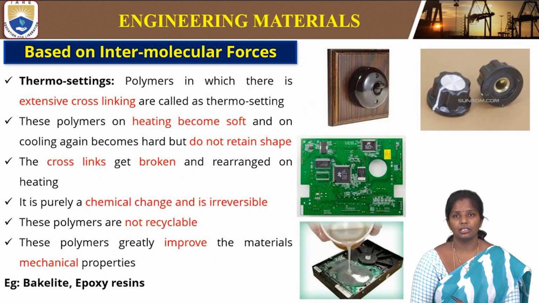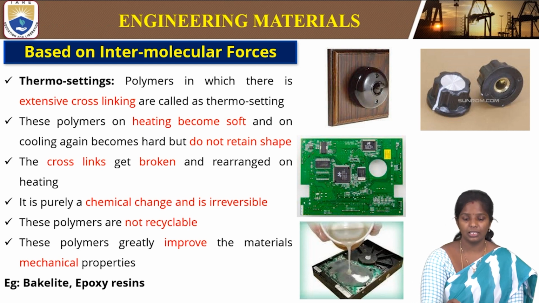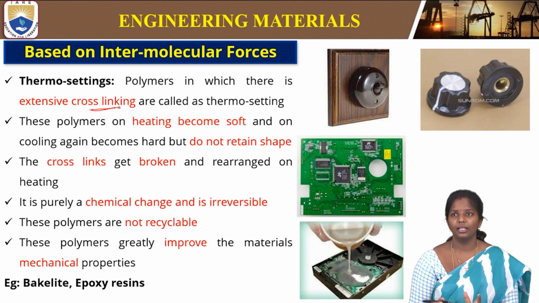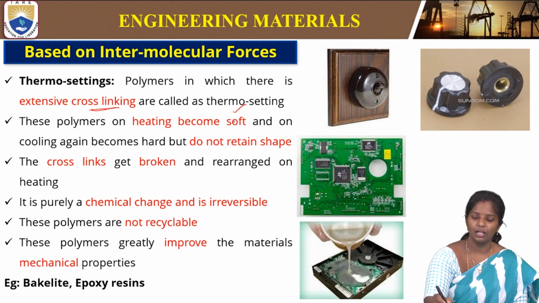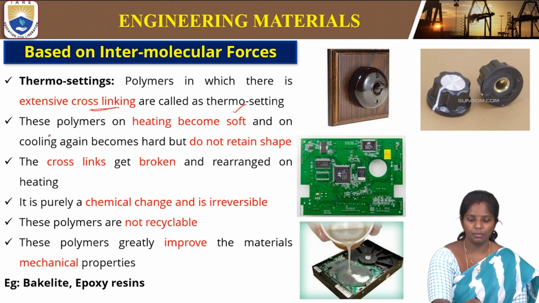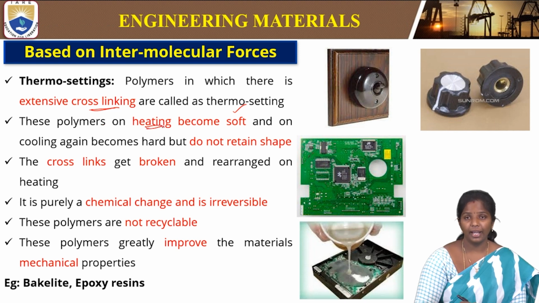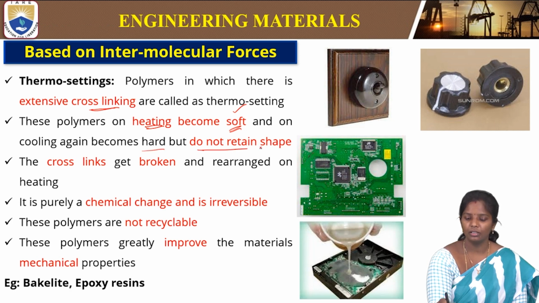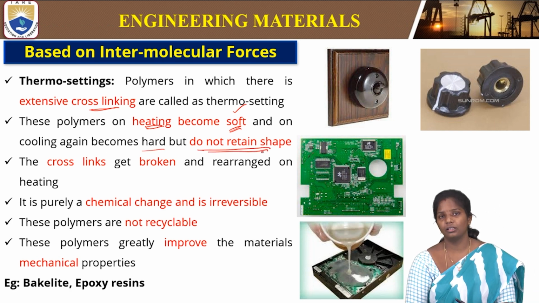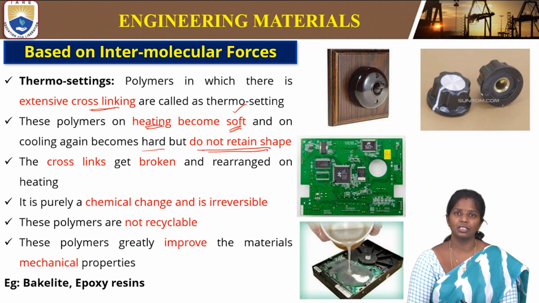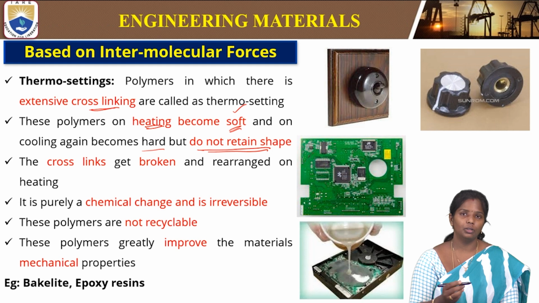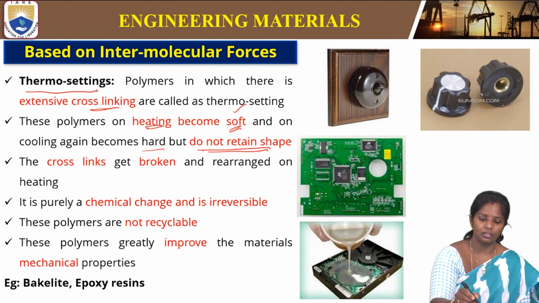Then comes the thermosettings. Thermosettings are polymers in which extensive cross-linking is present. The bonding is very close, which forms the thermosetting plastics. These polymers react on heat, so they become soft, and on cooling they become hard but do not retain their shape. In our daily life, if there are burnt switches in the houses, they do not regain their shape. The deformed shape remains as such. So it is setting to some shape. On heating, it will be deformed and set to some shape, that is nothing but thermosetting.